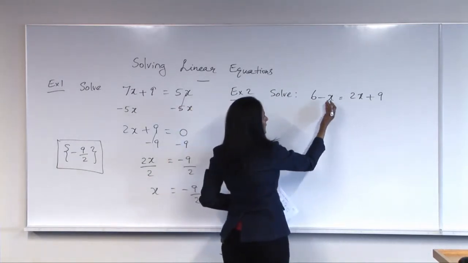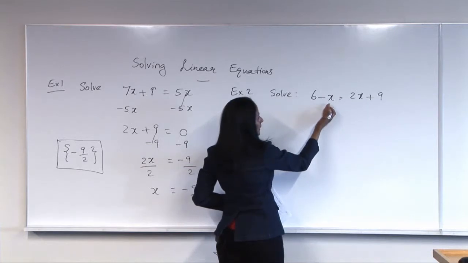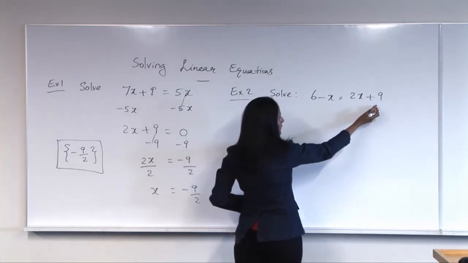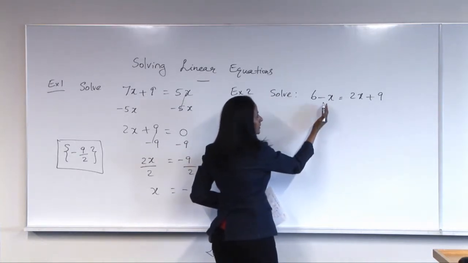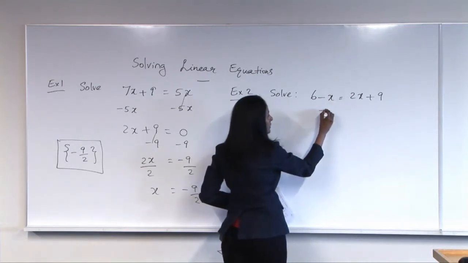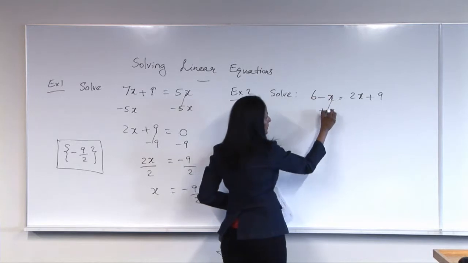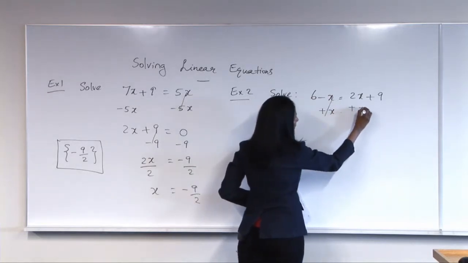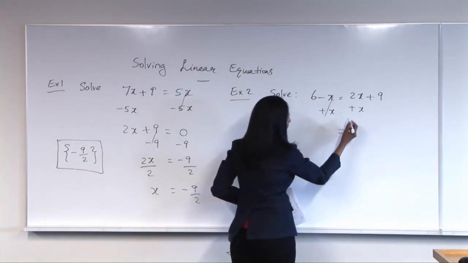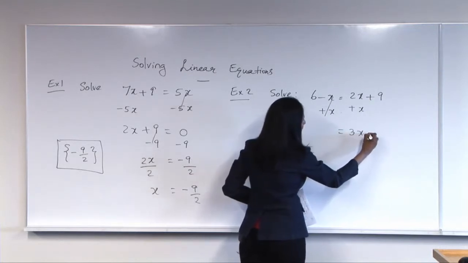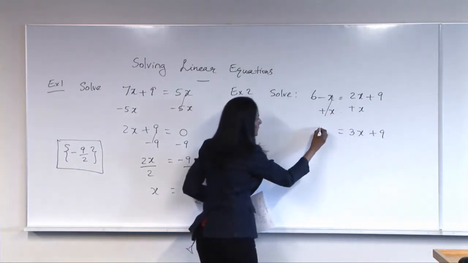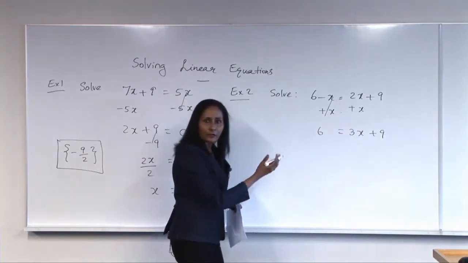So let's do that. So here we have a 6 minus x and here we have 2x plus 9. It would be easier if we move this x to the other side. So let us add x so that these two will get cancelled out. So I am going to add x both sides first. So here we have 3x plus 9. Here we have 6. We are solving for x.